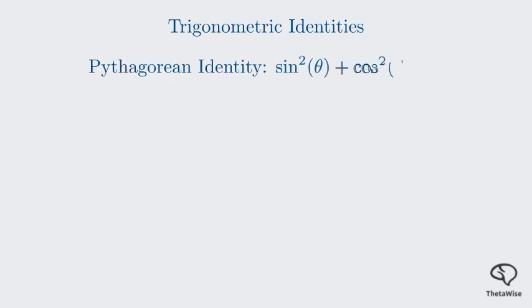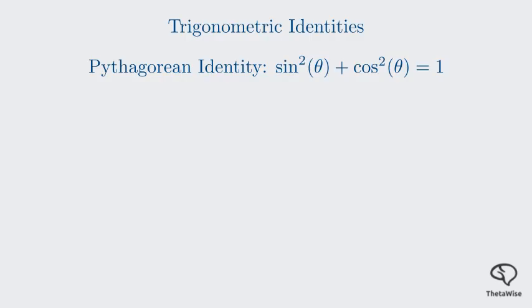An identity is an equation that is true for all values of the variable for which both sides are defined. Think of it like a mathematical synonym. It's a different way of writing the same thing. We've already seen one, the Pythagorean identity. Let's quickly review it. The Pythagorean identity is sine squared of theta plus cosine squared of theta equals 1. This is a cornerstone of trigonometry.